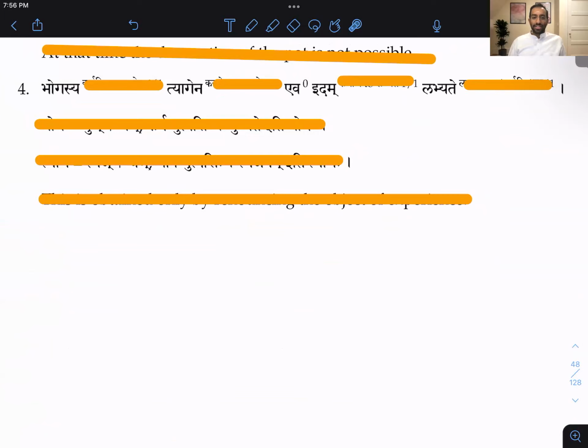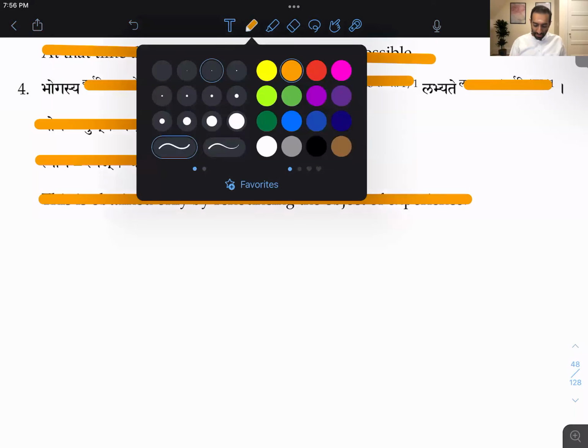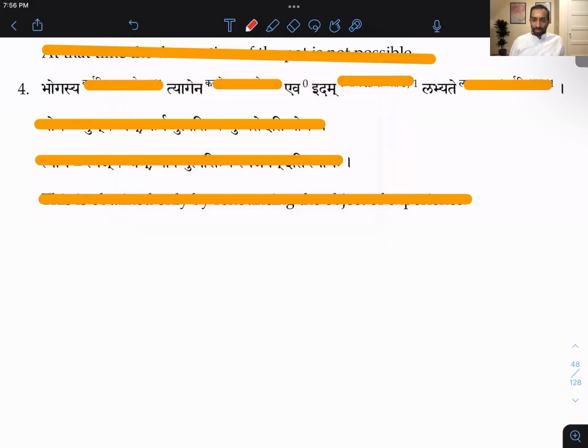Okay. Bhogasya tyagena eva idam labhyate. Bhogasya tyagena eva idam labhyate. Okay. So I'm going to get my red pen out for my verb. Do you see my verb? Yep, you pick up the verb. It's labhyate. That's our verb, right? Labhyate.